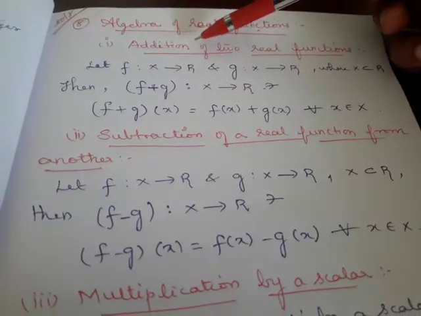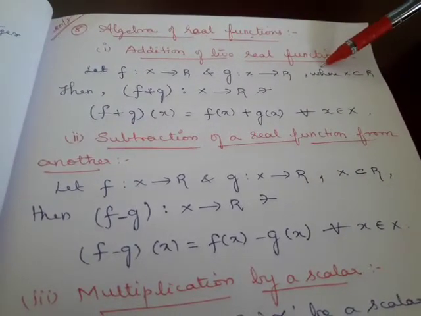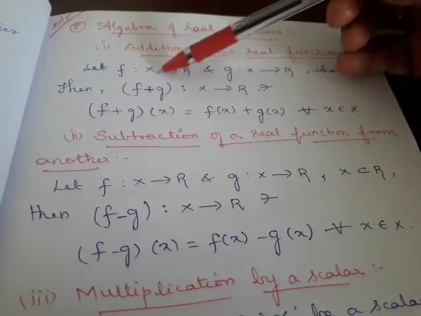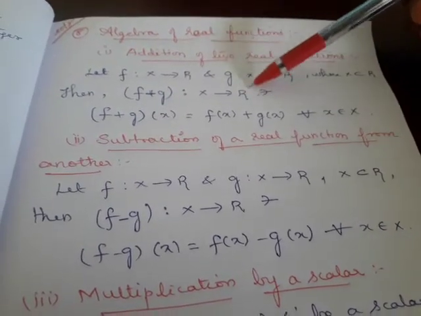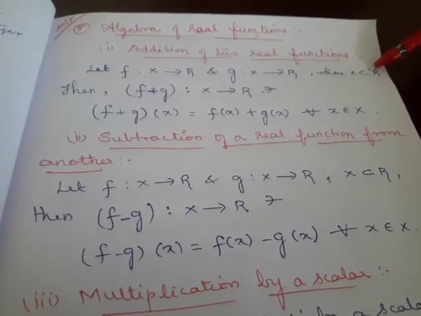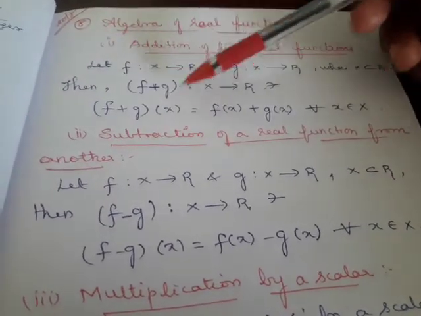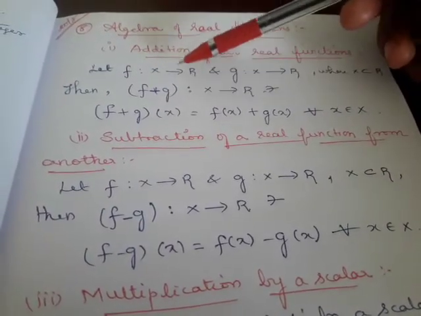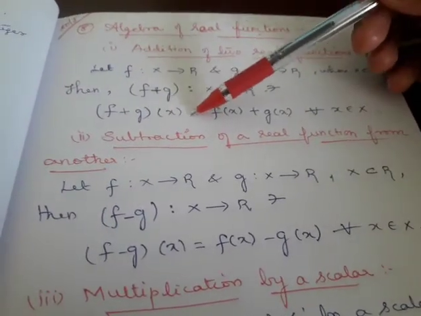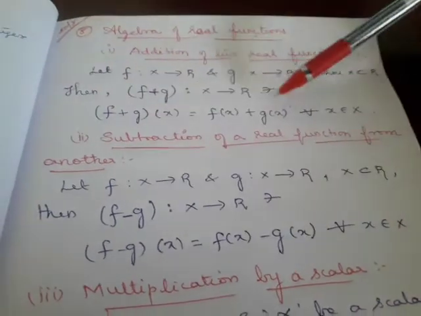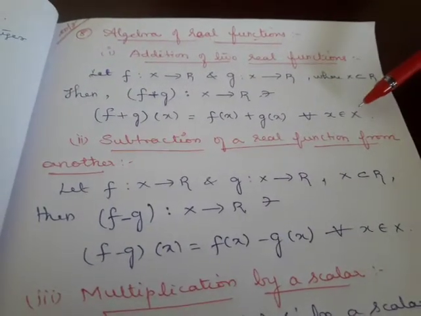Now first let us see what is addition of two real functions. Let f be a function from X to R and g be a function from X to R, where X is a subset of real numbers. Then f plus g is a function defined from the same X to R such that (f plus g) of x is equal to f of x plus g of x for all x belonging to X.